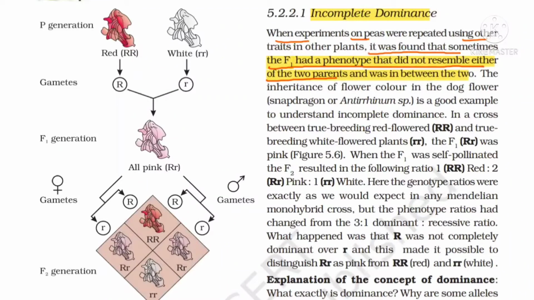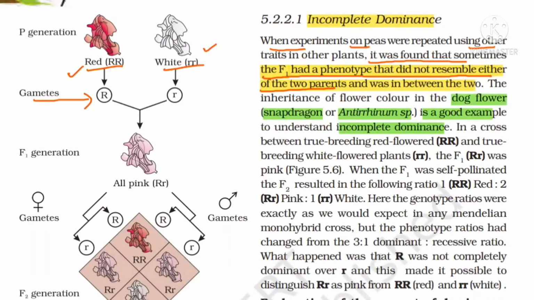Clear, beta? And the example in which they have studied, that was a good example, is dog flower, also known as snapdragon or Antirrhinum species, a very good example to study incomplete dominance. So you can see through the diagram, when the red flower is crossed with the white, the gametes always, you know very well, homozygous will produce only one type of gametes. So all the F1 generation is appearing to be pink color. They're not resembling any of the parent, and F1 hybrid is intermediate between the two.